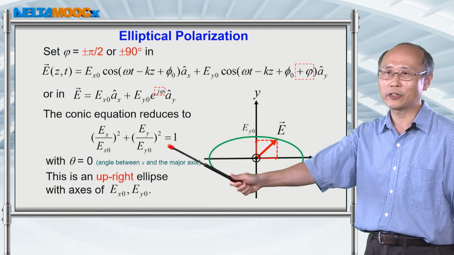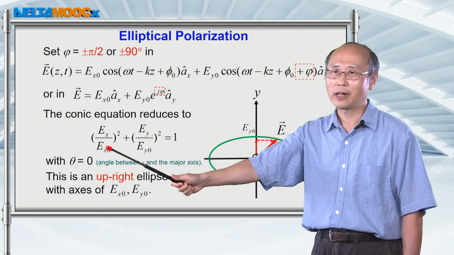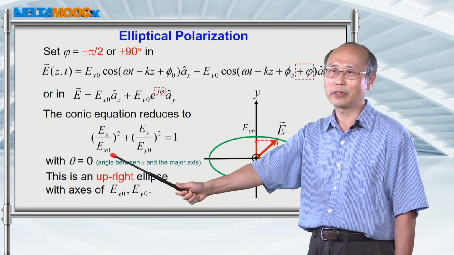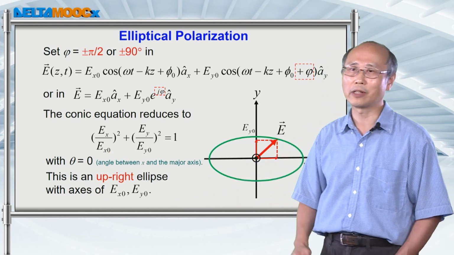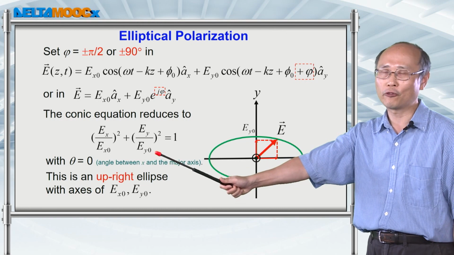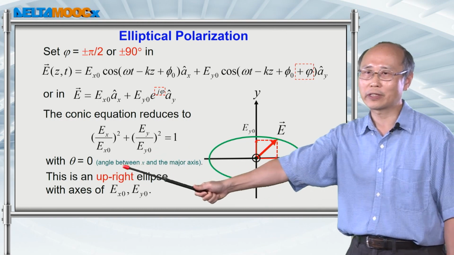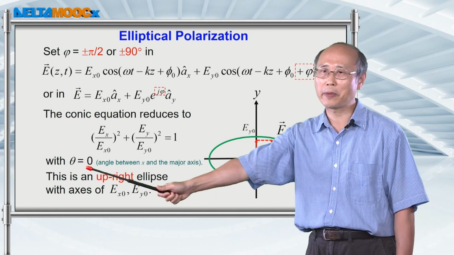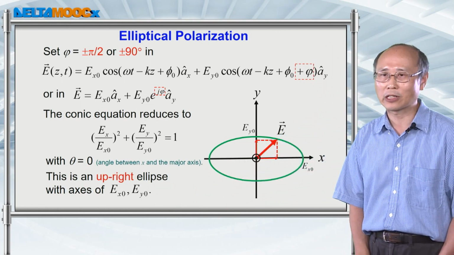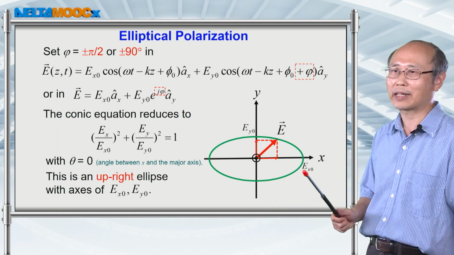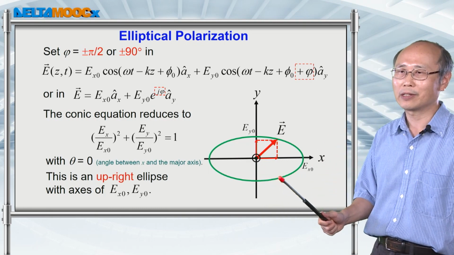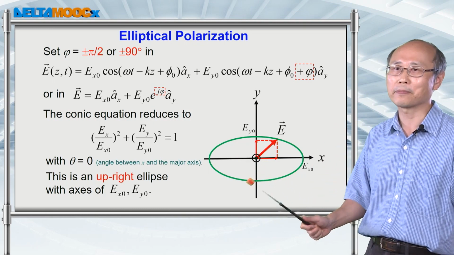And in this equation, you can see that the axis length for this ellipse is equal to the amplitude of the x component of the electric field and the y component of the electric field. And also the slant angle is equal to 0. And remember that this slant angle is the angle between the major axis of the ellipse and the x-axis. Now with this theta equal to 0, you have an upright ellipse on the xy plane.